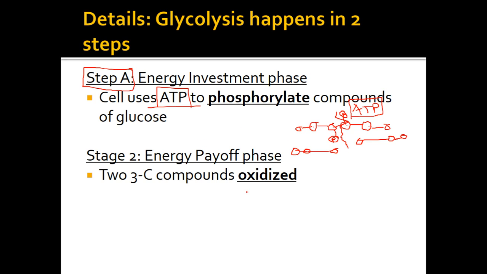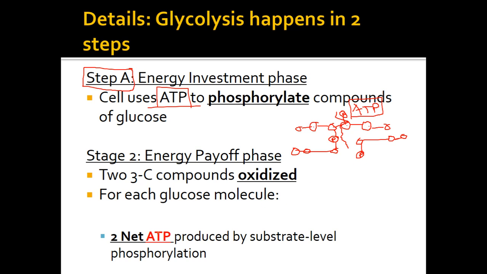Stage 2 is the energy payoff phase. So in stage 2, these 3-carbon molecules, which I'm doing just a terrible job of drawing, they're going to get oxidized. So for each glucose molecule, we end up with a net of 2 ATP. Net means what you have left over. You could also think of net as your profit. So you had to invest some ATP, and then we made some ATP as well.